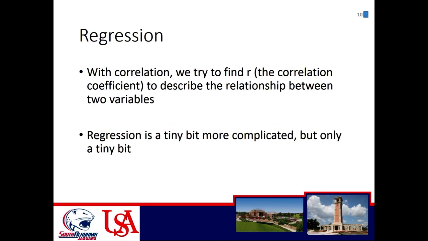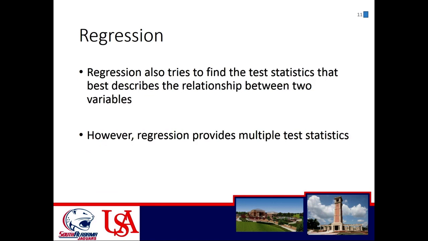When we did correlation, we saw that this linear relationship is represented by R, or the correlation coefficient. Regression is a tiny bit more complicated, but only a tiny bit. Regression also tries to find the test statistics that best describe the relationship between the two variables, but regression will provide multiple test statistics. With correlation, you just had R, the correlation coefficient. With regression, you're going to get more than just one.